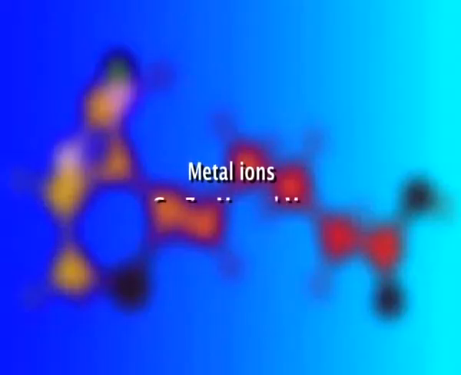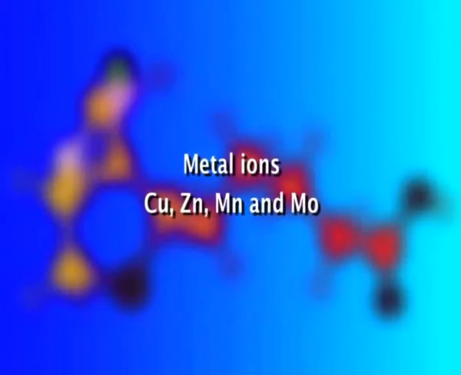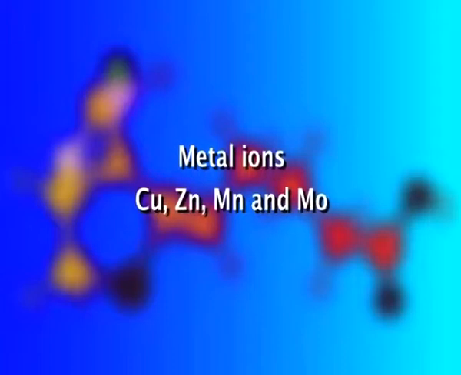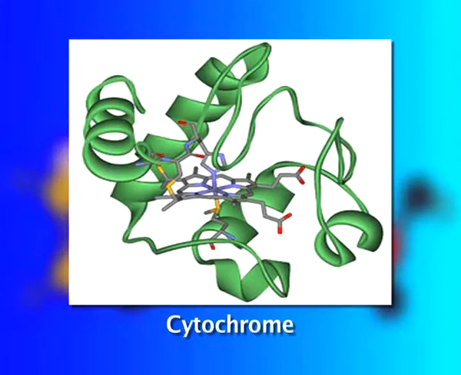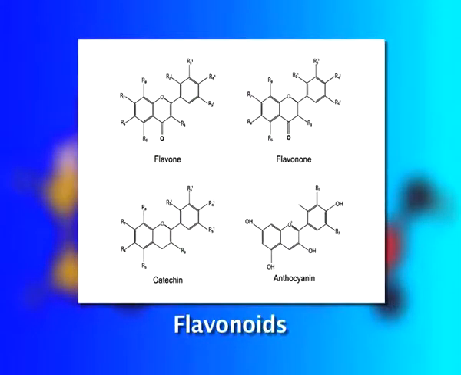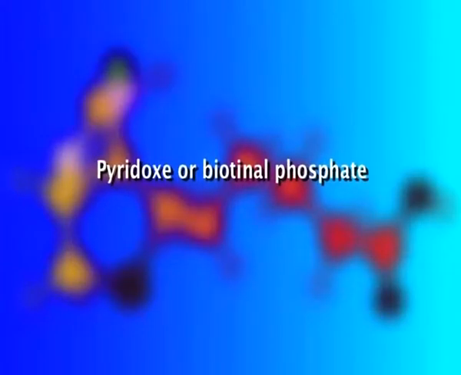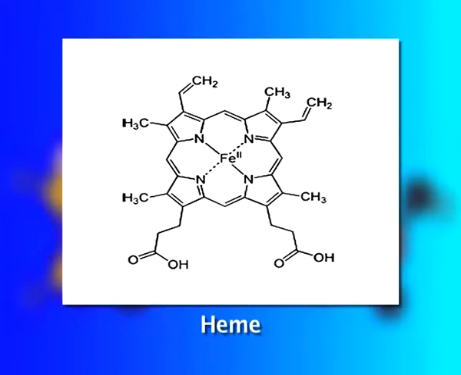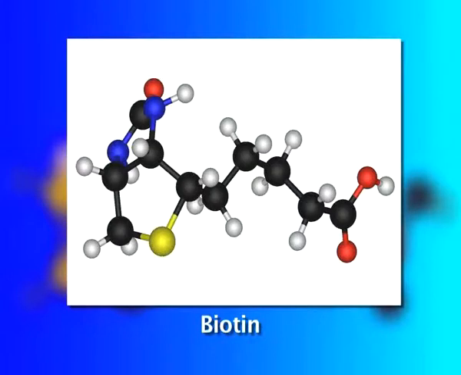The simple prosthetic groups are metal ions such as copper, zinc, manganese and molybdenum. Some prosthetic groups may also be organic compounds, which include cytochromes, flavonoids, pyridoxal phosphate, heme or biotin. These groups are bound to the active site of many enzymes that participate in catalysis.